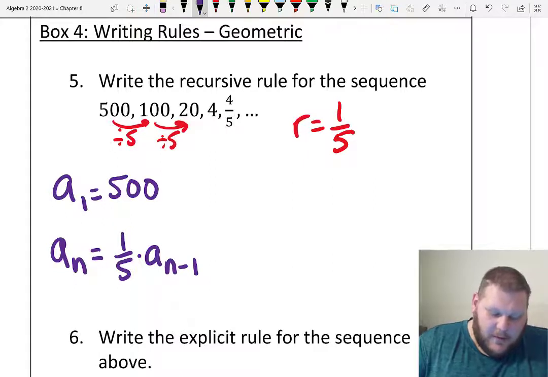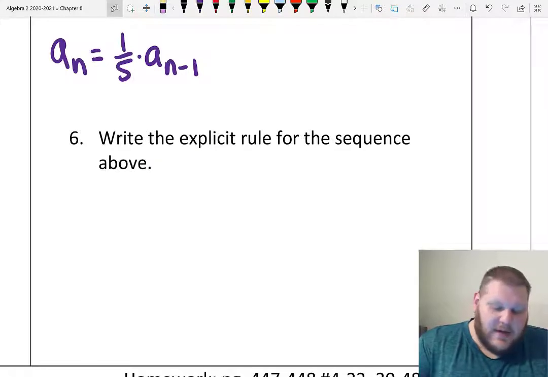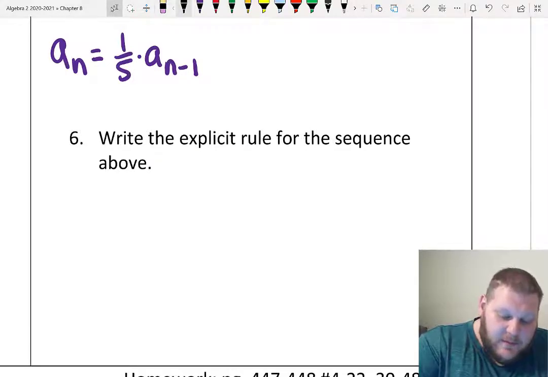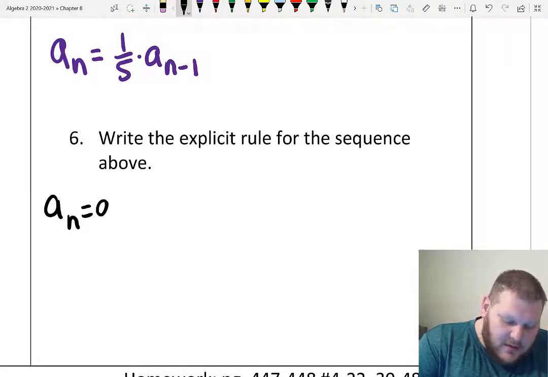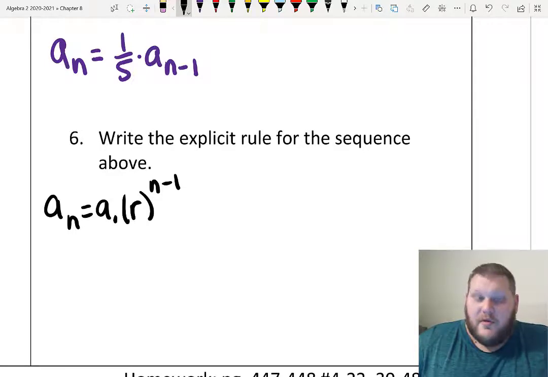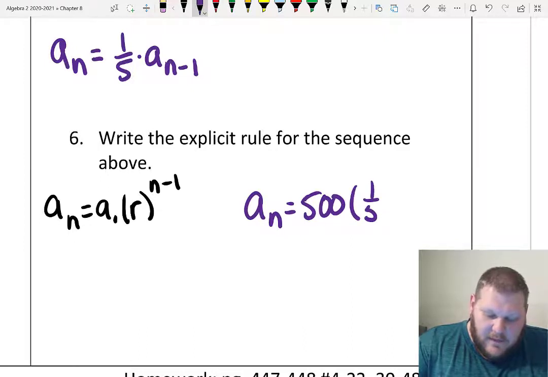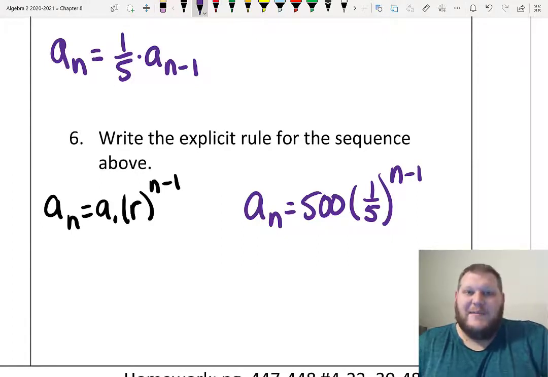Part B, number 6 is asking me again, write the explicit rule for this sequence. So now, remember, for our explicit rules for geometric, it is very, very similar. It uses all the same stuff. A sub n equals a sub 1 times r to the n minus 1 power. So I already have both of those two pieces of information. It's just rewriting it using a different label. So a sub n equals 500 times 1/5 to the n minus 1 power. And that would be my explicit rule.